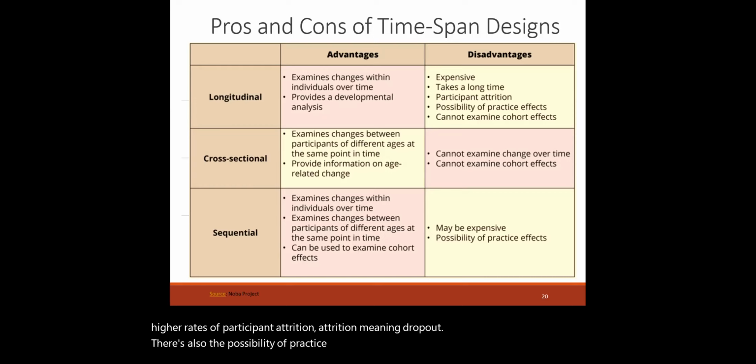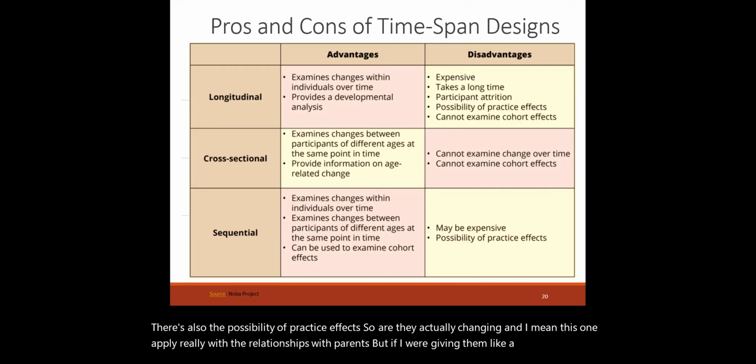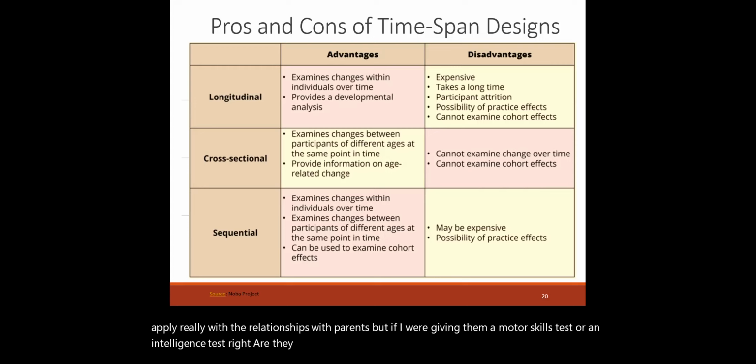There's also the possibility of practice effects. So are they actually changing? And I mean, this wouldn't apply really with the relationships with parents, but if I were giving them like a motor skills test or an intelligence test, right? Are they getting better because they're older, or are they just getting better because they've done this before?